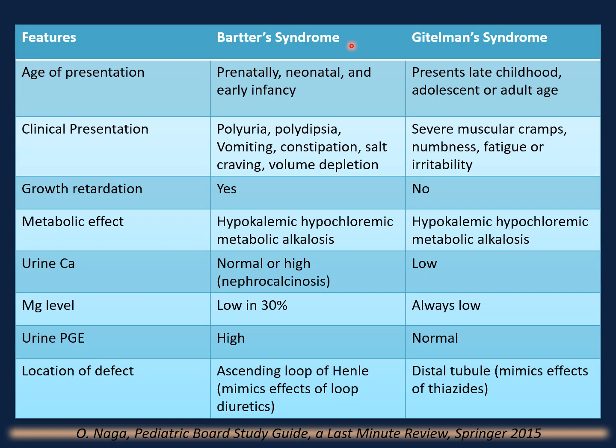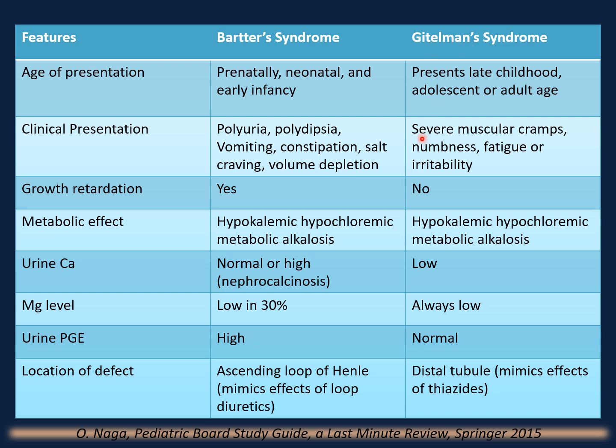Whenever we mention Bartter syndrome, we need to differentiate that from Gitelman's syndrome. The age of presentation: Bartter's can present prenatally with polyhydramnios, neonatal, and early infancy. Gitelman's presents late childhood, adolescent, or adult age. Clinical presentation: polyuria, polydipsia, vomiting, constipation, salt craving, volume depletion.